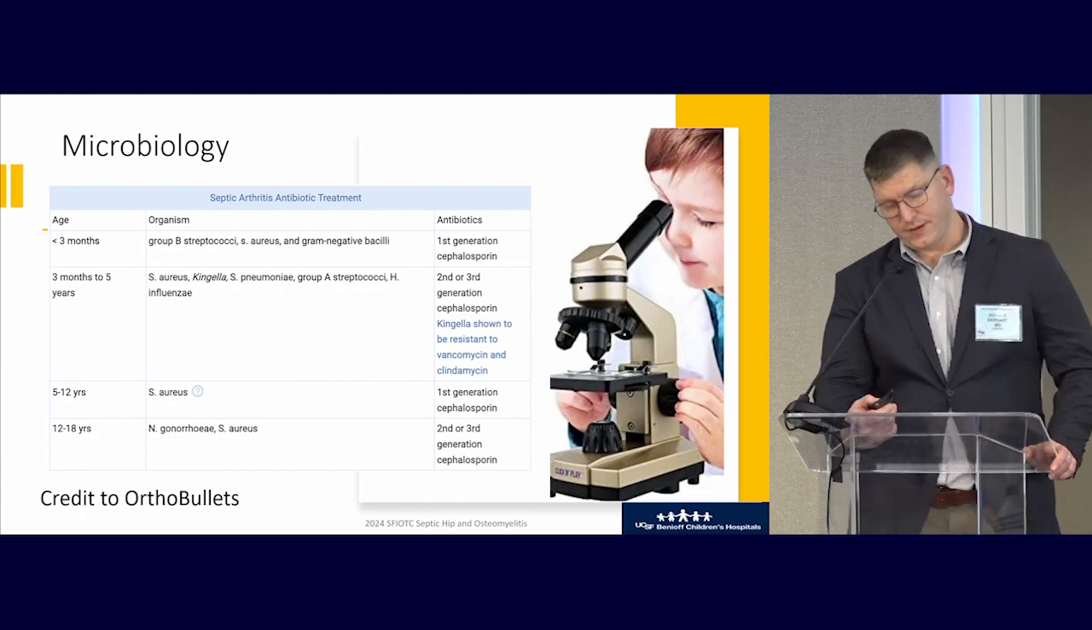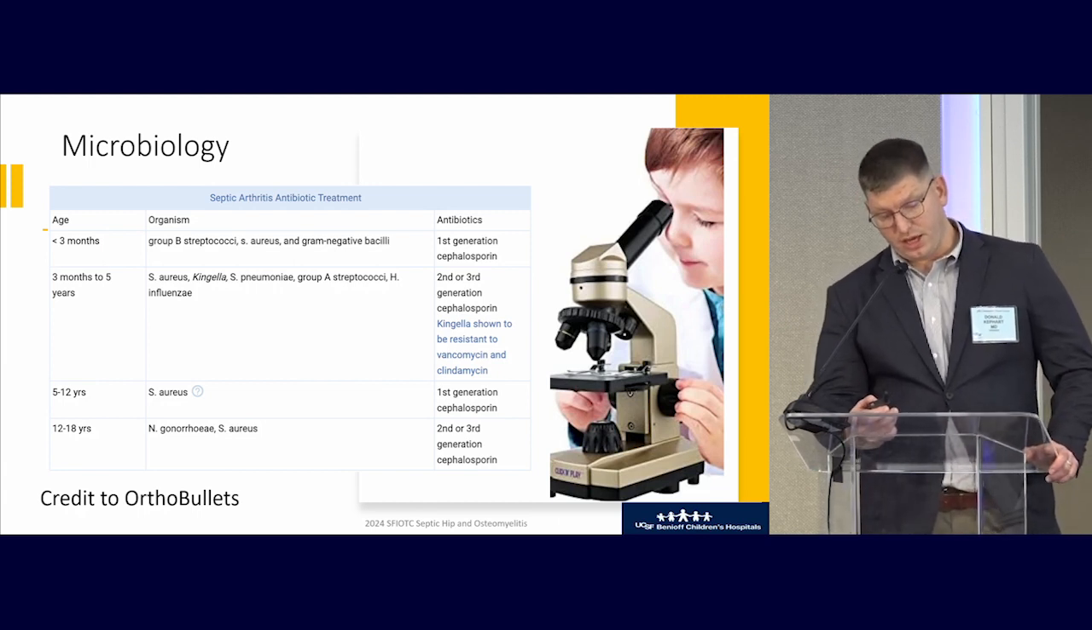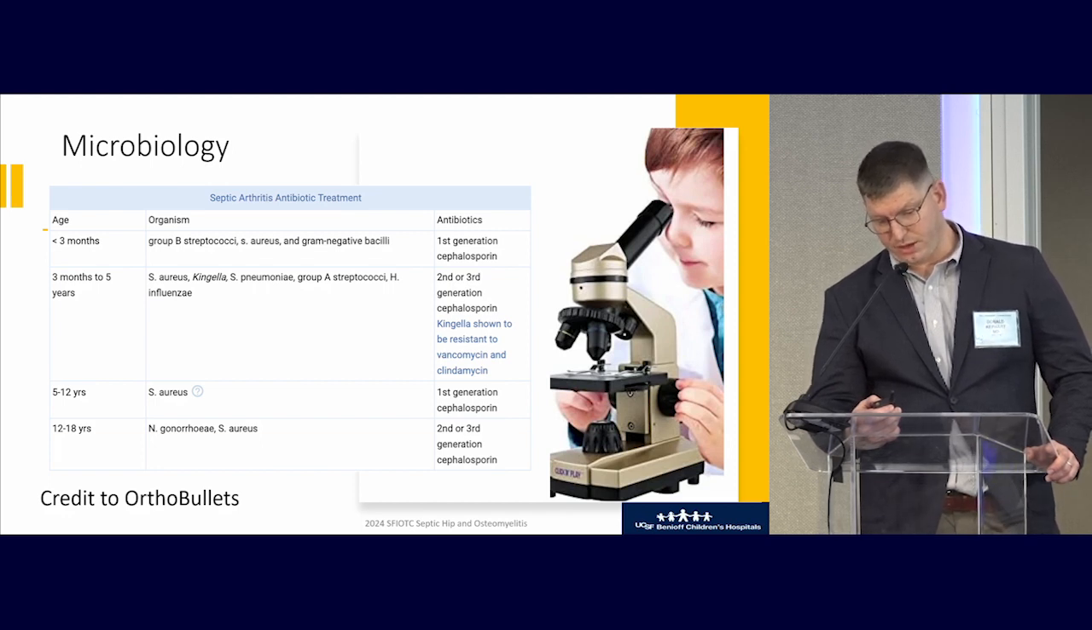Microbiology of septic arthritis varies by age. In very young children, group B strep and gram-negative bacilli have a higher prevalence, perhaps because of the passage through the birth canal, but Staph aureus is also present. Age 3 months to 5 years, Staph aureus is traditionally thought to be the most common. However, Kingella is also becoming more common recently, and it doesn't necessarily show up on standard culture medium, so a rapid PCR can be helpful to identify that.